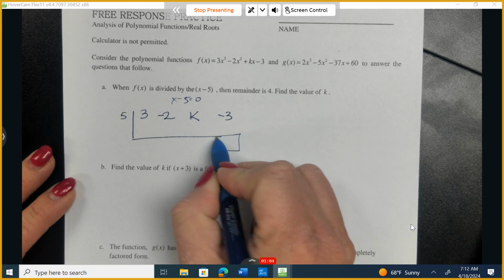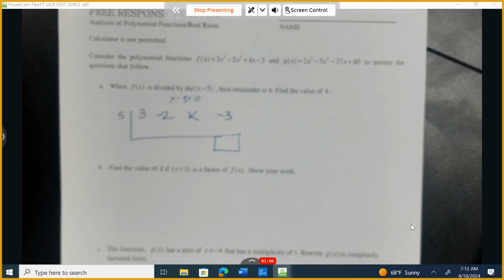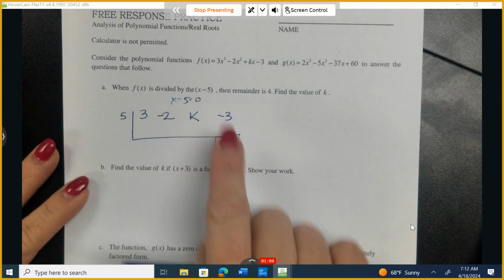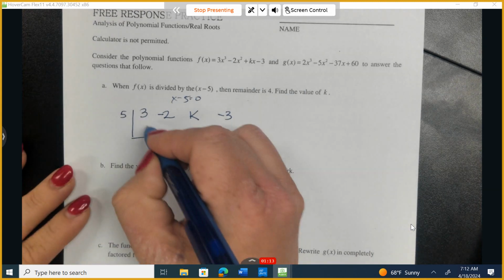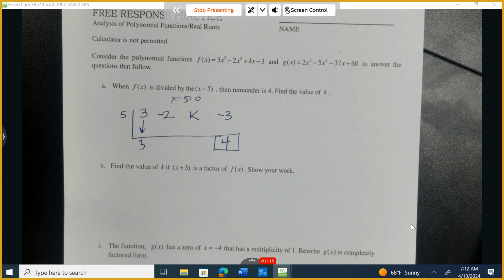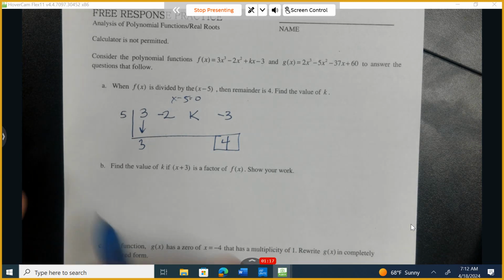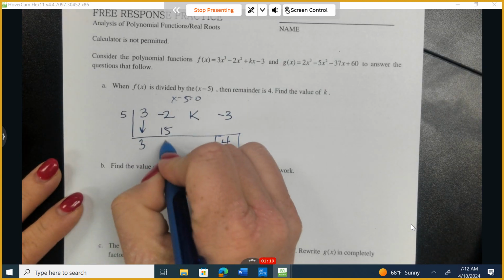Now here's another misconception. I think if I just gave you time, a lot of people would put 0. Again, we just automatically think factor and put a 0. It says the remainder is 4, so we want to solve for the k value. I'm dropping down the first term, and then I'm going to multiply, add, remember mama method. Multiply to get 15, add to get 13.